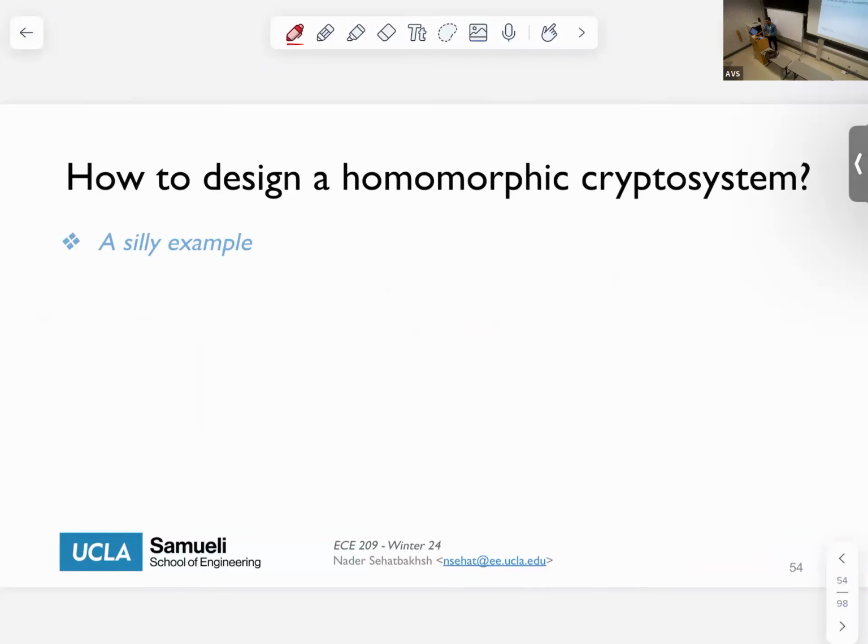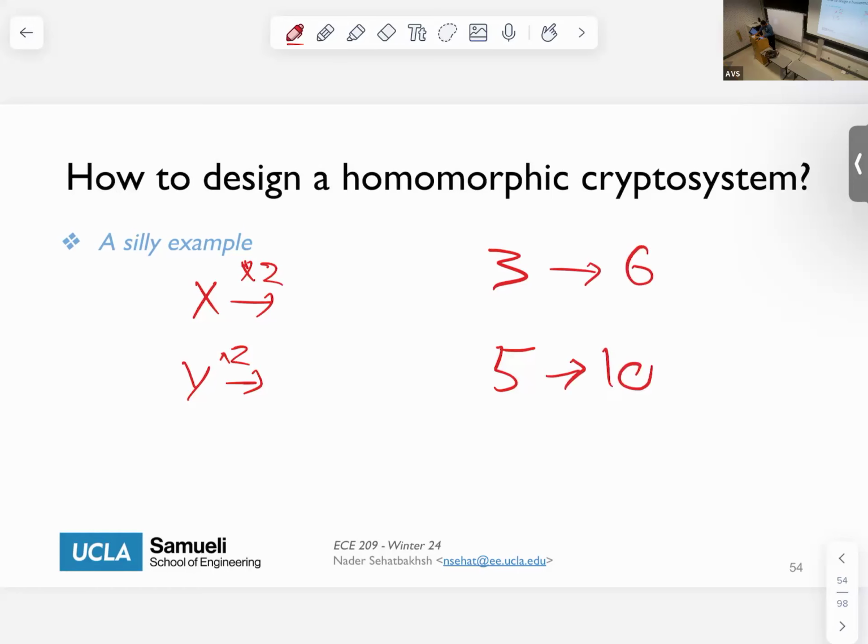A simple example of this would be: let's say I have X, I can multiply X by 2, and if I also have Y, I can do the same. Then I can add these two numbers, let's say 3 and 5. Then I can add 6 and 10. I add these together, I get 16. I divide it by 2, and I get 8.